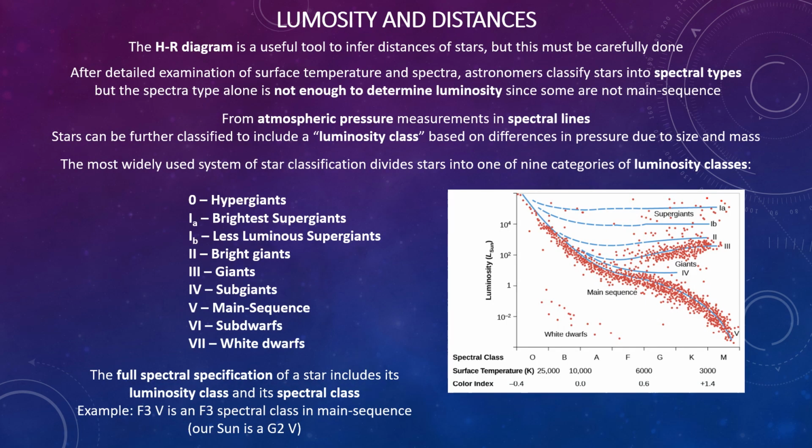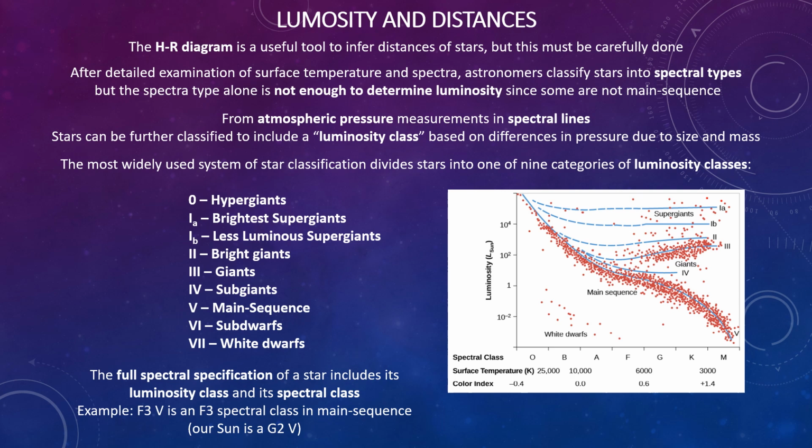The HR diagram is a very useful tool, and it can also be used to infer the distance to stars. However, this must be done very carefully. After a detailed examination of surface temperatures and spectra, astronomers classified stars into spectral types, but spectral types are not enough to determine luminosity, since some stars are not along the main sequence. From atmospheric pressure measurements in spectral lines, we can determine that stars can be clumped into luminosity classes based on differences in pressure due to their size and mass.